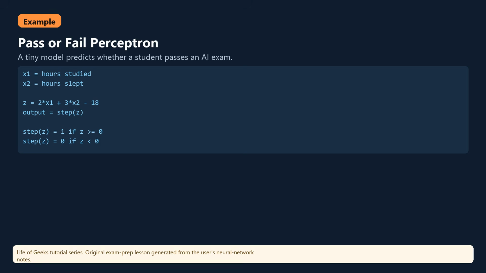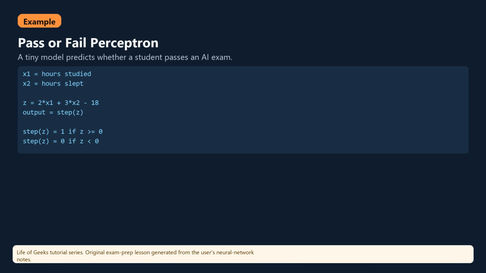Let us make the perceptron concrete with a student example. Suppose X1 is hours studied and X2 is hours slept. Our toy model says Z equals 2 times X1 plus 3 times X2 minus 18. Then we apply the step function. If Z is greater than or equal to 0, output 1, meaning pass. If Z is less than 0, output 0, meaning fail.